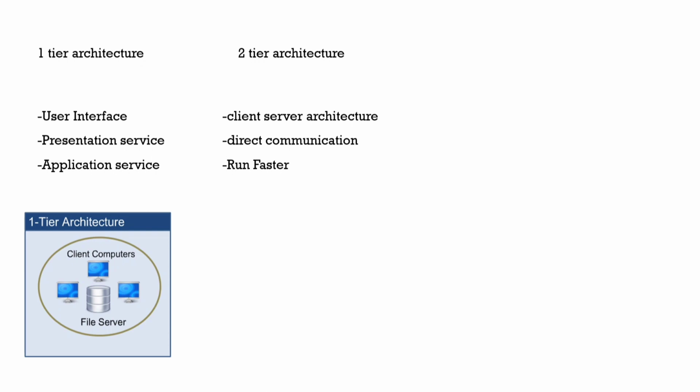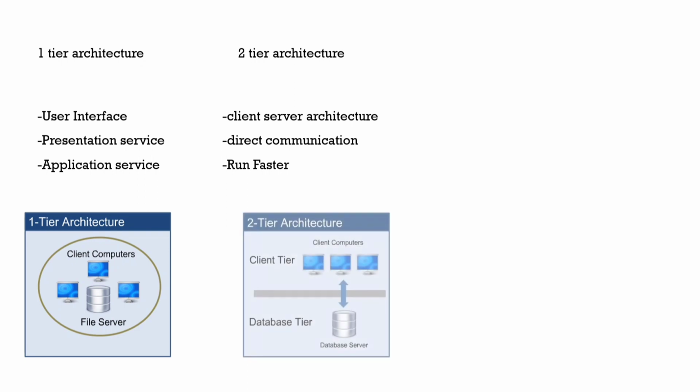An example of two tier architecture is a traditional client server database application, where a desktop application, which is the client, communicates with the database server. The client manages the user interface and the application logic, while the server handles the data storage and the processing.